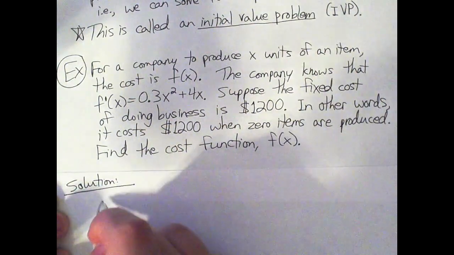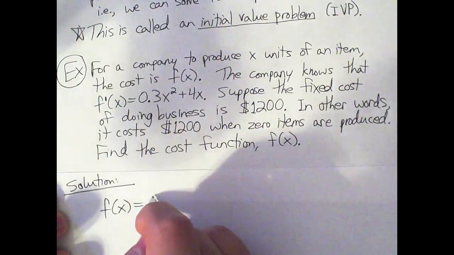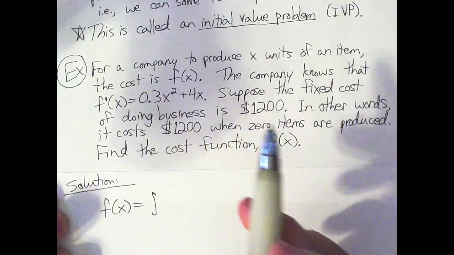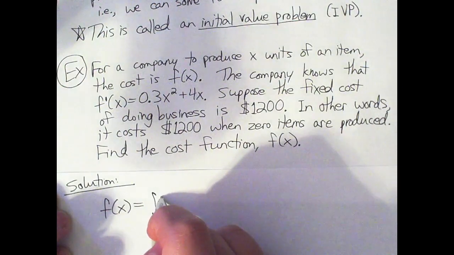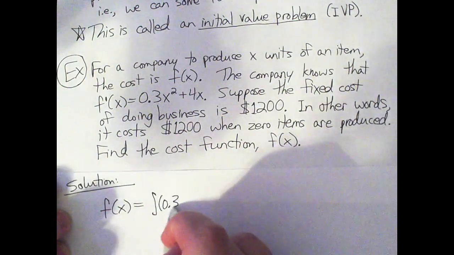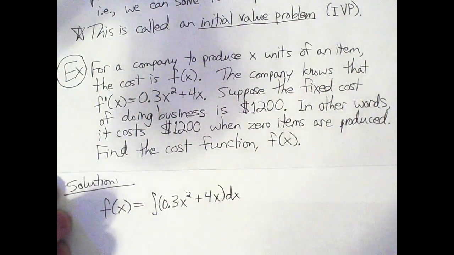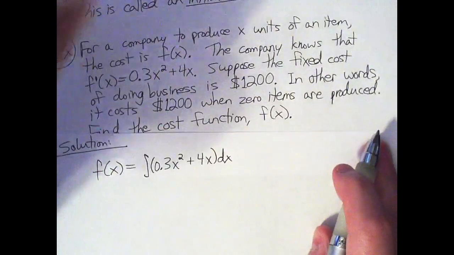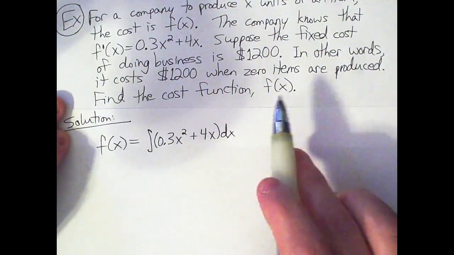So here's what I'm thinking. I'm thinking that f of x is going to be an antiderivative of 0.3x squared plus 4x. So for antiderivatives, we've started thinking of them as the indefinite integral. Really, this would get me the family of all antiderivatives. So let's start here. This is going to find the family of all antiderivatives, and then we're going to use the extra information to find the one specific function that is the answer.